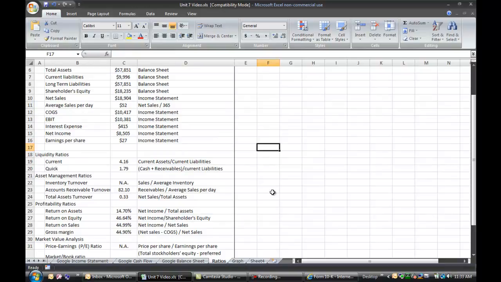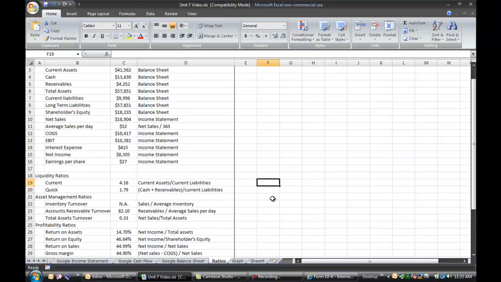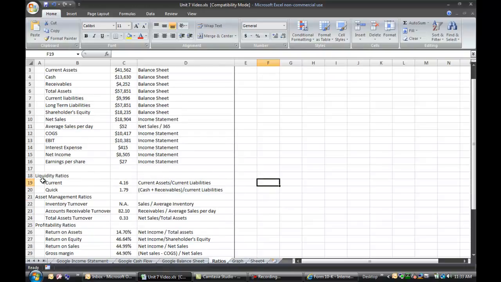What people do and what's needed is, Google is one size organization. If you want to compare it to another one that's very much larger or smaller, you often compute ratios. And ratios just show how a company is doing. Liquidity: do they have enough money to pay their bills in the next year? You can get current assets over current liabilities. They have 4 times the assets as liabilities, so they're in really great shape. And if that gets down close to 1, you have problems.